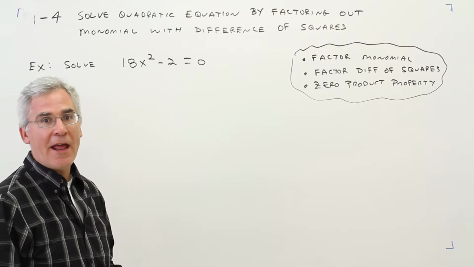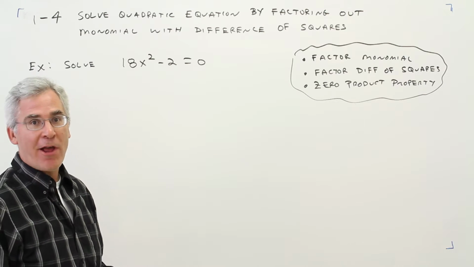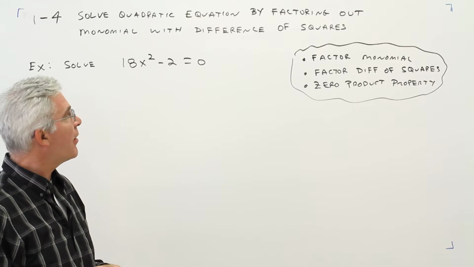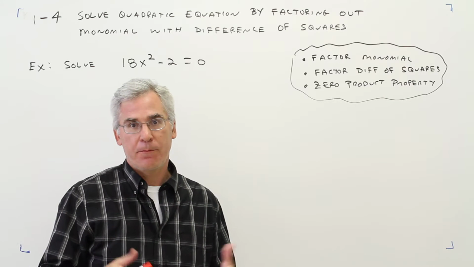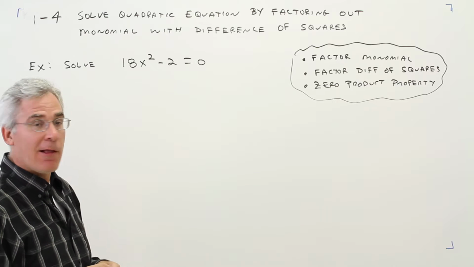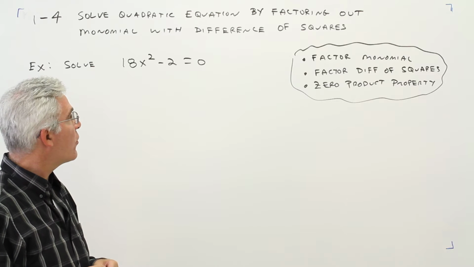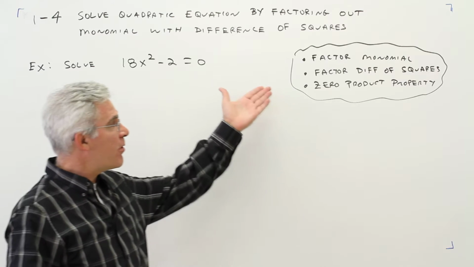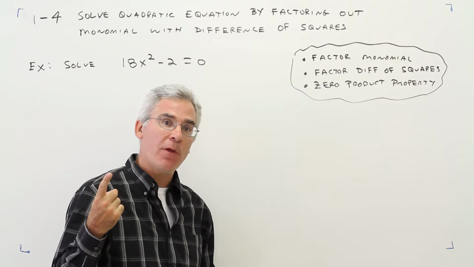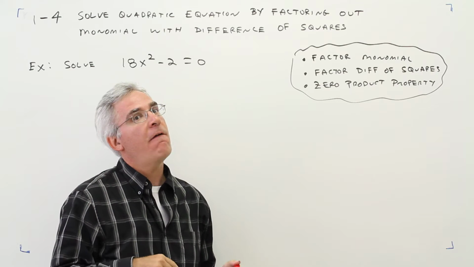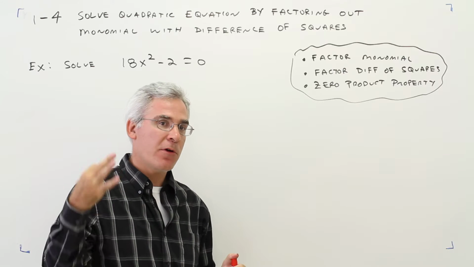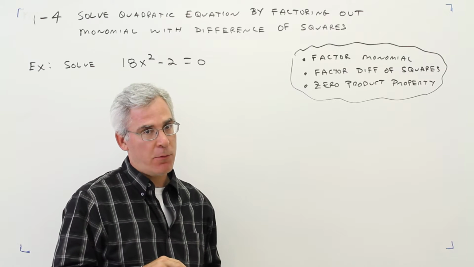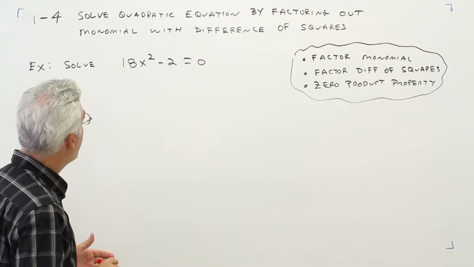Welcome to video 1-4. Solve a quadratic equation by factoring out a monomial with a difference of squares. Here's our example. Solve 18x squared minus 2 equals 0. Here's the three steps. First, factor out the monomial. Second, factor the difference of squares. Third, solve by using the zero product property. All right, here we go.